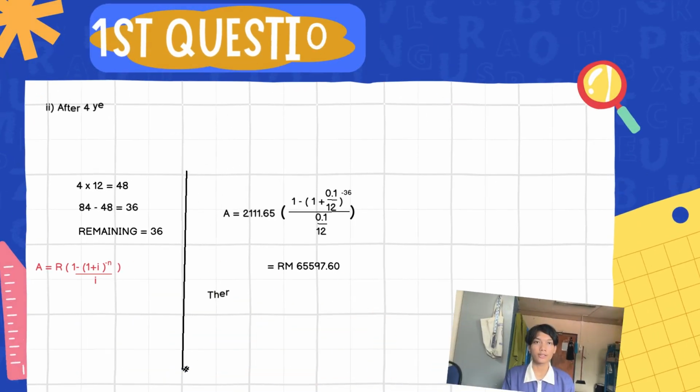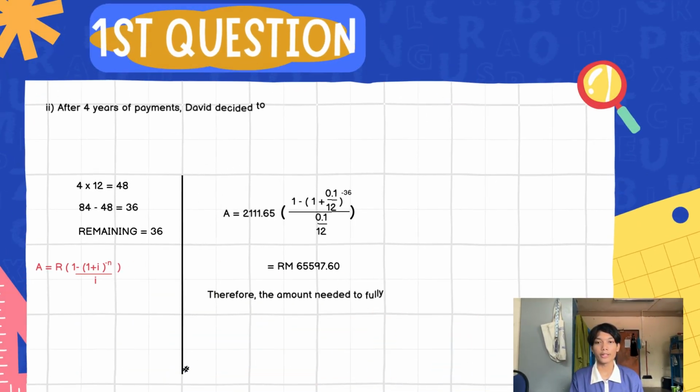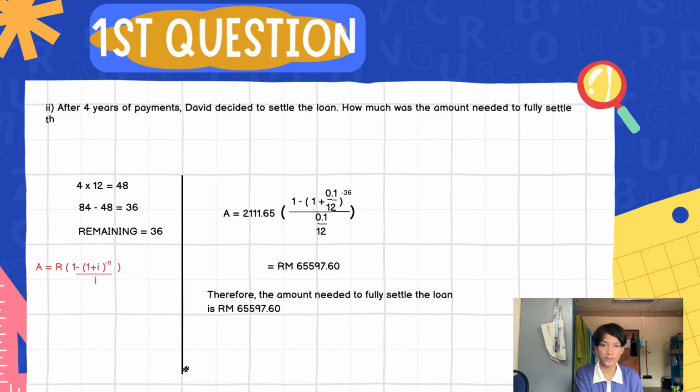Alright, let's look at the next question. After 4 years of payment, David decided to settle the loan. How much was the amount needed to fully settle the loan? So David wants to fully settle his loan after payment for 4 years. Since each year has 12 months, he made 48 payments in total. Subtracting this from the total number of payments, which is 84 months, he still has 36 payments remaining. By using the present value formula, you will get the answer, which is 65,557 ringgit and 60 cents.